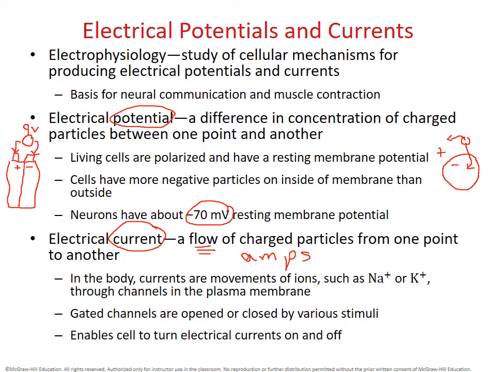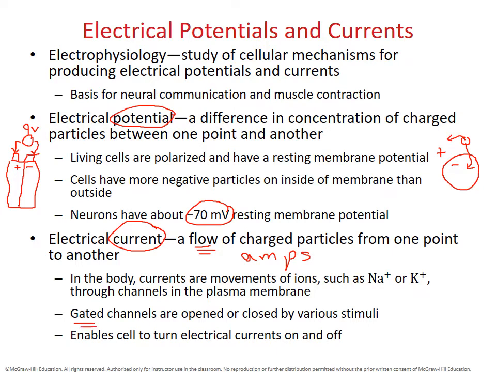Now, just like we have switches in electrical devices that can control the current, turn it on and off, we also have control over the flow or the current in our cells. And to control that current, those charges, we use what are called gated channels.